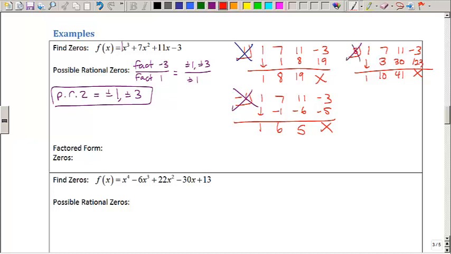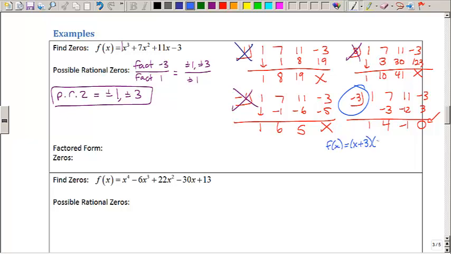So I'm really hoping -3 works because that's my last rational 0 from my list. 1 times negative 3 is negative 3, add down 4. 4 times negative 3 is negative 12, add down negative 1. Negative 1 times negative 3 is positive 3, and negative 3 plus positive 3 is 0. Yay! I'm very, very excited when I get a 0 there, because that 0 tells me that negative 3 is a 0. Yay! Which means that x plus 3 is a factor.